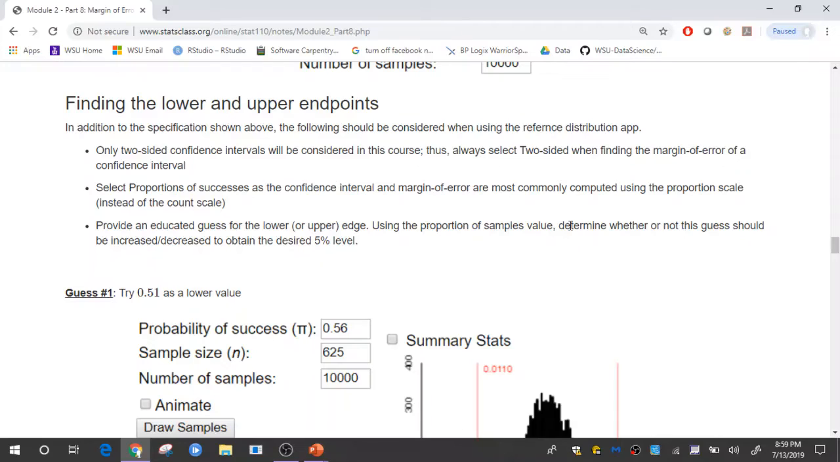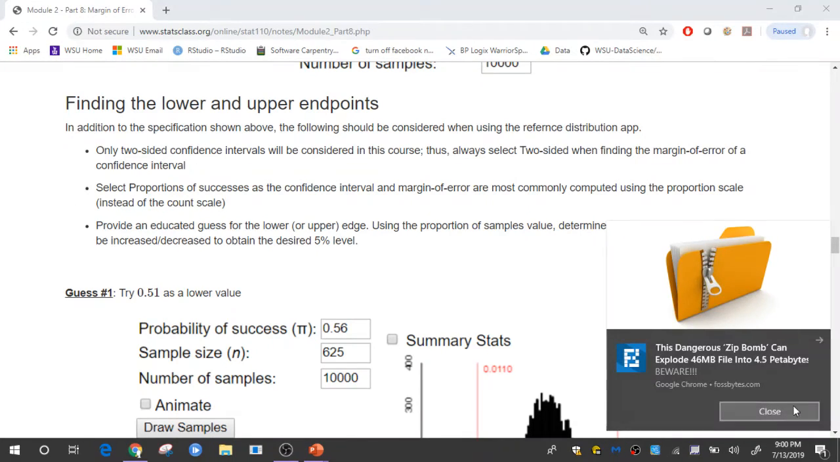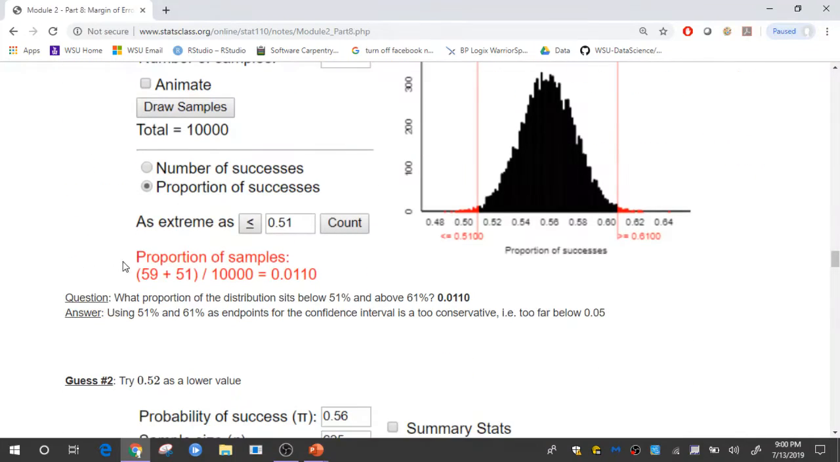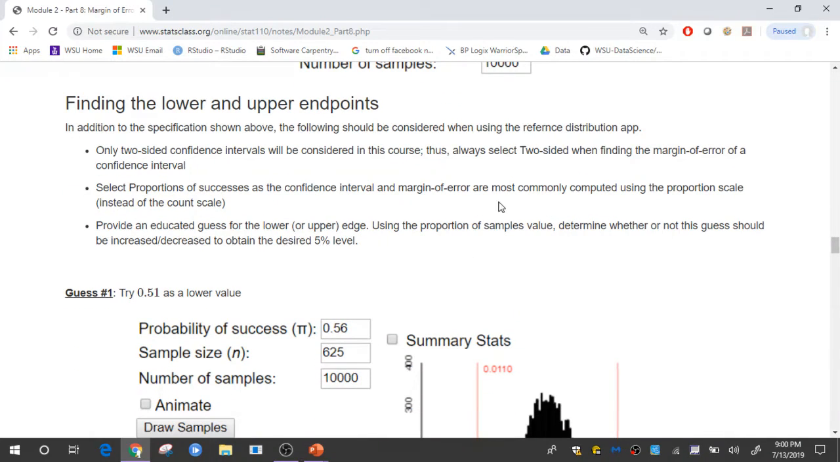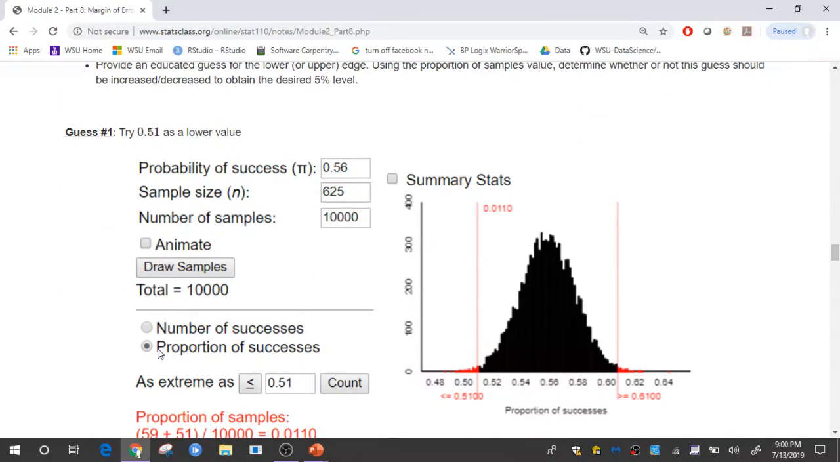So how do we go about finding the lower and upper endpoints? A couple of additional comments before I use the reference distribution app: only two-sided confidence intervals are going to be considered here. So we're going to want to select two-sided on my reference distribution app. We also are going to select the proportion of successes, as the confidence interval is done on the proportion scale instead of the count scale. So here on the app, you're going to want to select proportion of successes here.